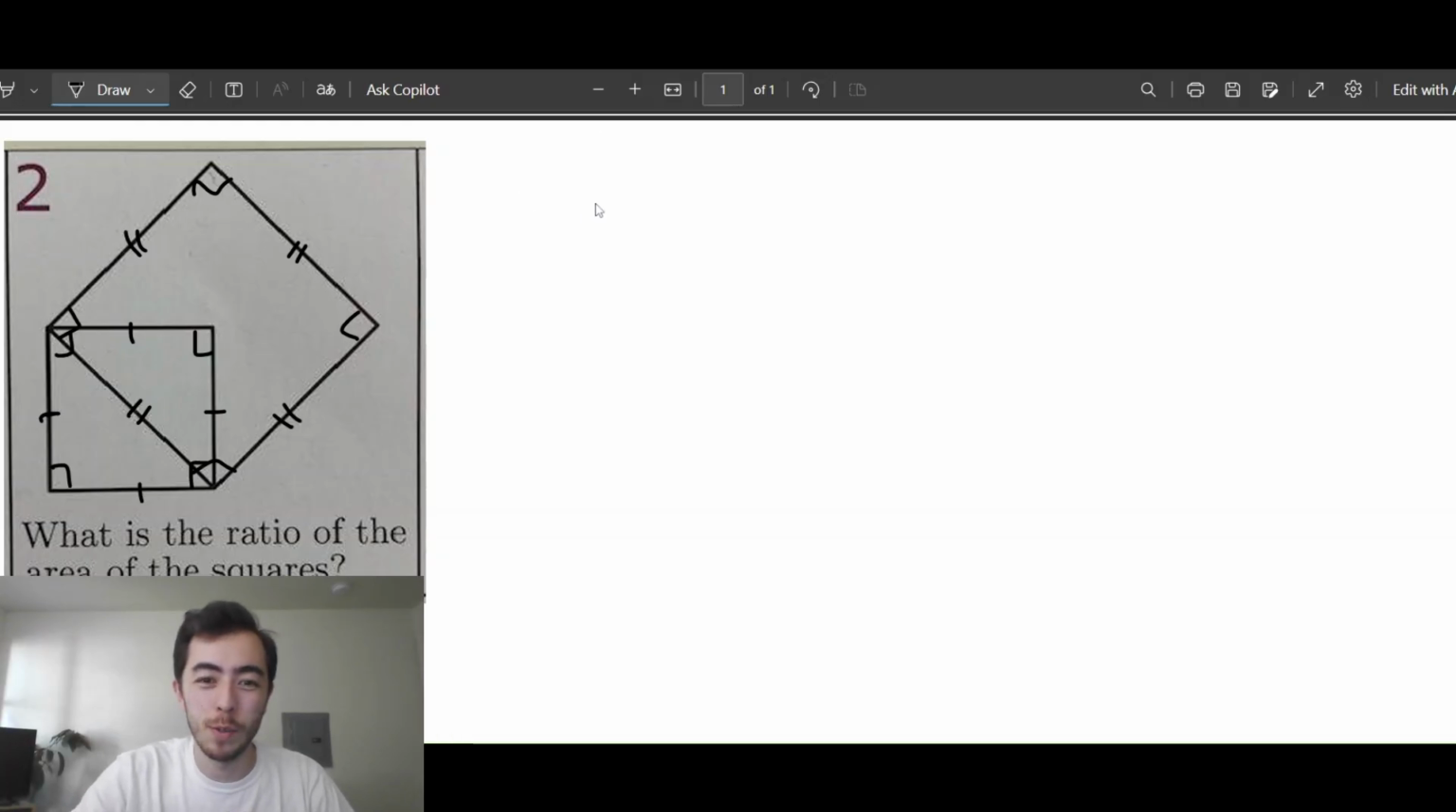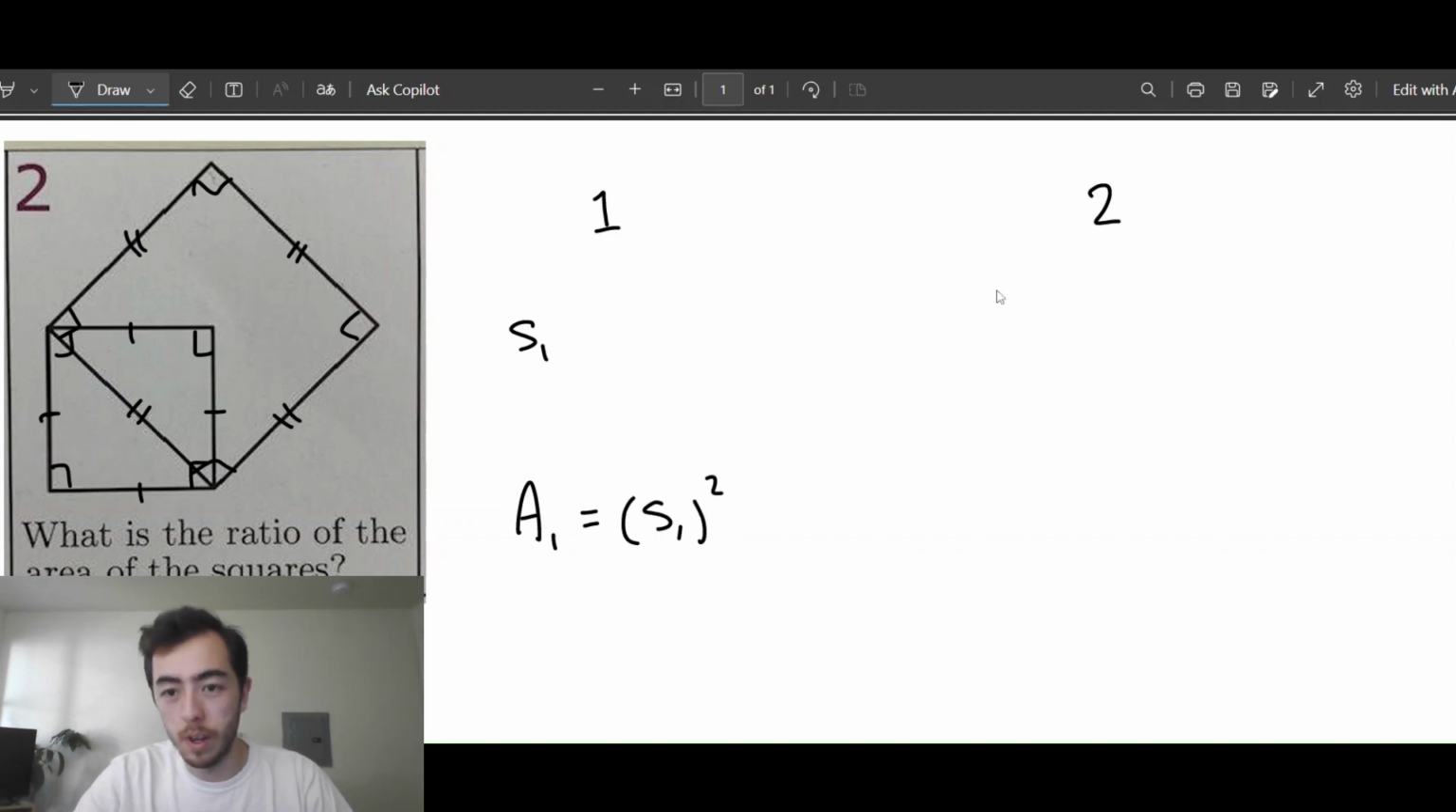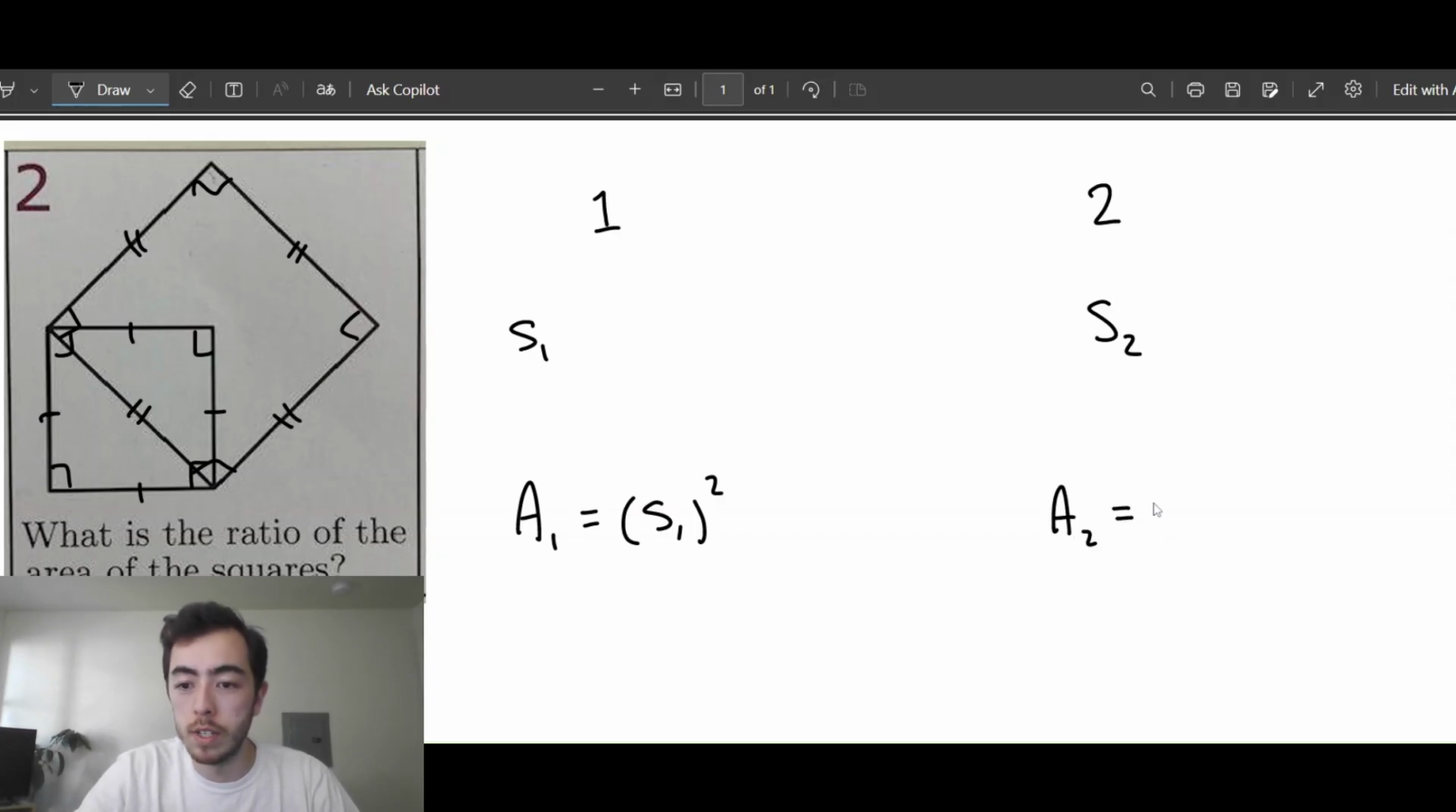How about let's kind of name these things. I'm going to name them square 1 and square 2. S1 is going to be the side length of the first square, the small one, and so the area of the first square is just going to be S1 squared. Likewise, on this other square, I'll have S2, which is just the side length of the larger square, and the area of the larger square is going to be that side length squared.